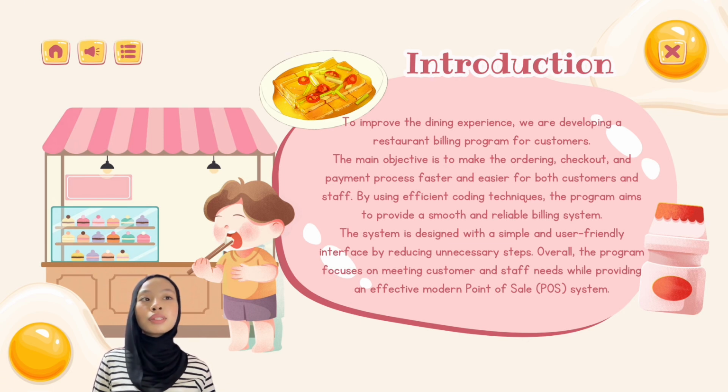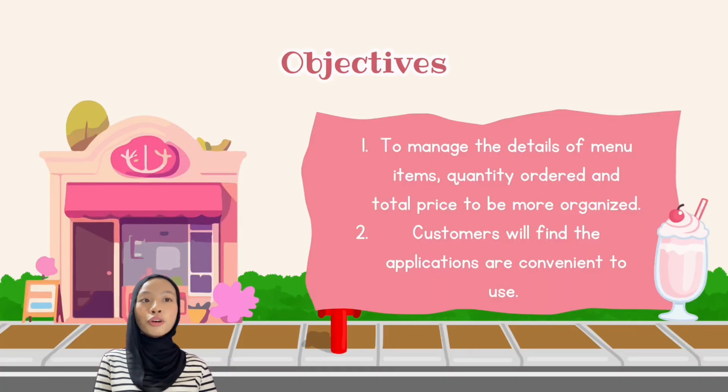Ultimately, the system delivers a clean, user-friendly interface that meets everyday dining needs while functioning as a highly effective, modern point-of-sale system. Now, let's move on to look at our specific project objective. First, our program aims to manage the details of menu items, quantity ordered, and total prices so that everything is much more organized for the business. Second, we want to ensure that customers find the application incredibly convenient and easy to use.